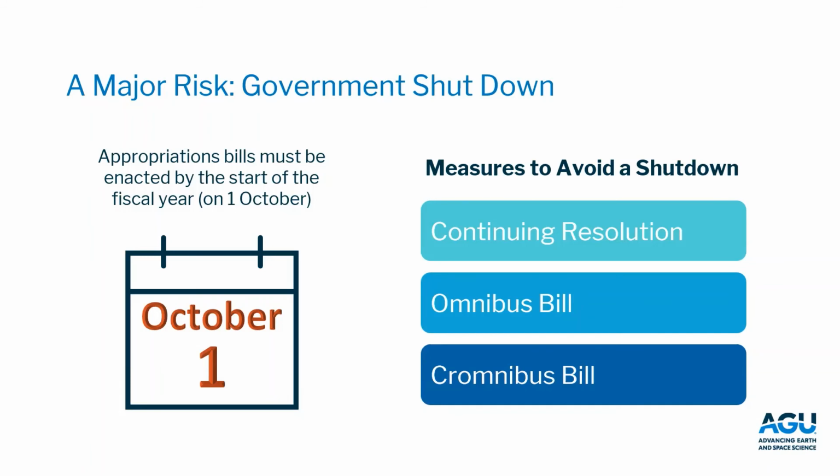A third method is through a cromnibus bill. This is a combination of a long-term omnibus spending bill and a short-term continuing resolution for some programs. This allows Congress to fund the majority of government programs, but only temporarily fund certain contentious programs. This also allows facilitation of additional debate time on controversial programs while avoiding a complete government shutdown.